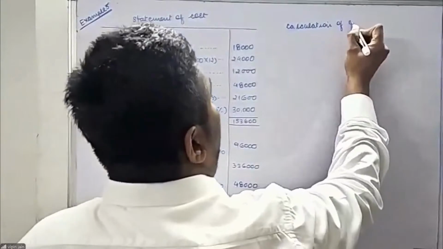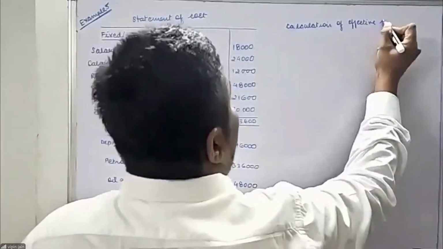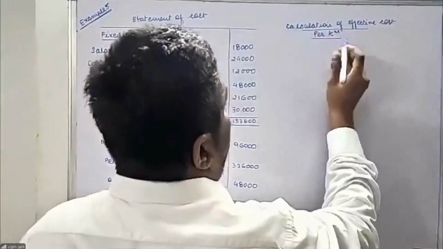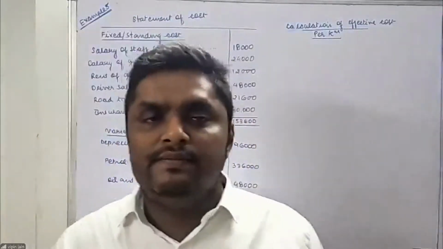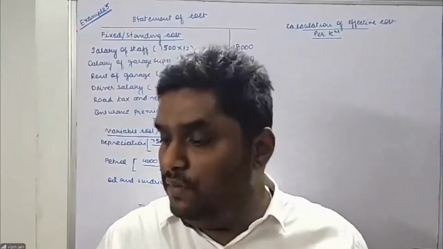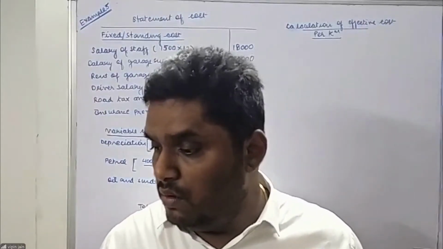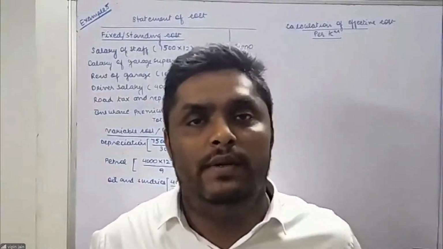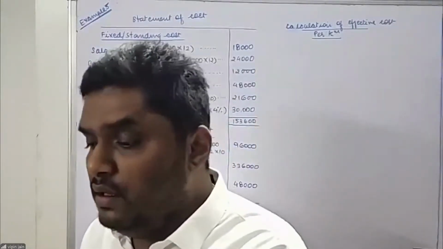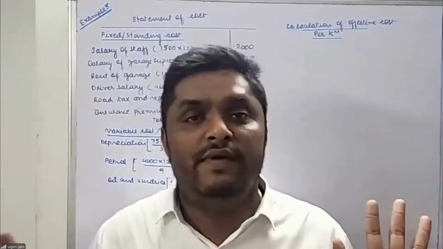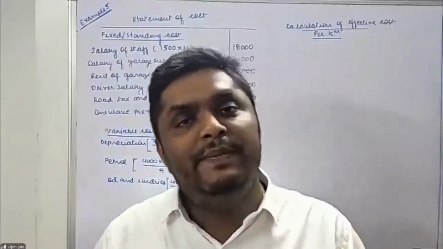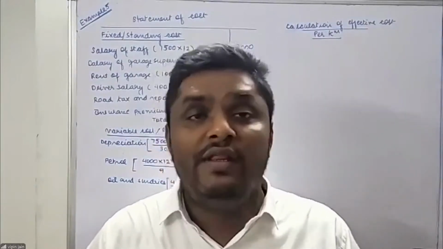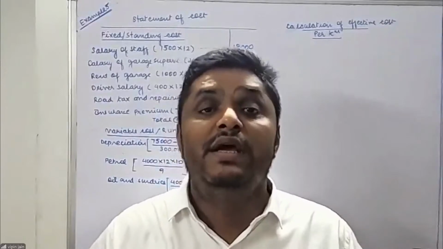Now, calculation of effective cost per kilometer. Very important, guys. The taxi runs on an average 4,000 kilometers. Further, it is given in the question that 20% of the time there is no passenger with us, it runs empty. In 80% of cases, that is for 3,200 kilometers, we are getting some fare. But for the remaining 800 kilometers, that is 20% of the kilometers, it is running empty.